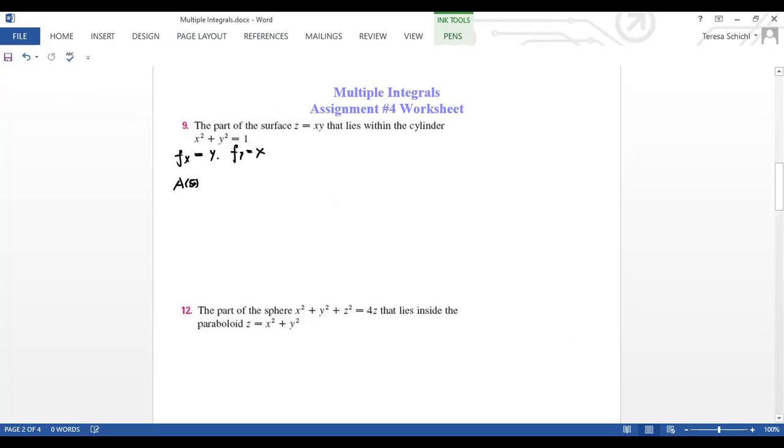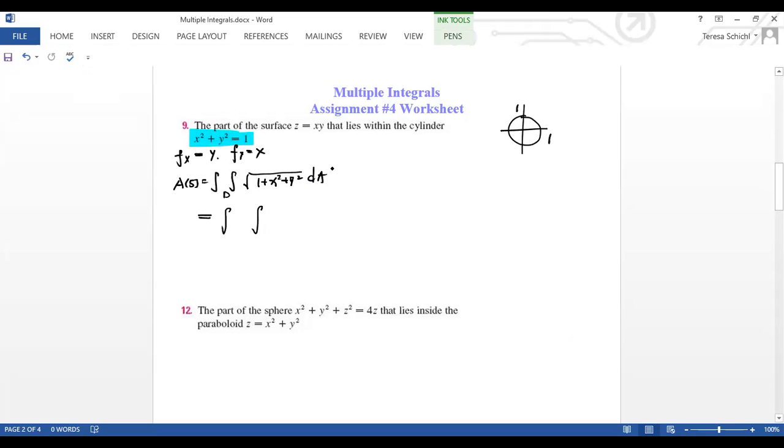So now I know the surface area will just be the double integral of the square root of 1 plus x squared plus y squared dA here. And my integration region is x squared plus y squared equal to 1. So what is that? That is a circle, right? So it's a circular integration region. So I know I can change to polar. Maybe it will make it easier.